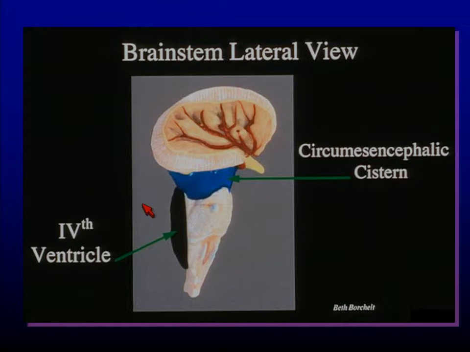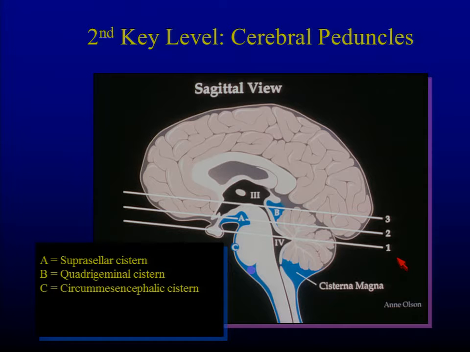If you're trying to conceptualize where we've come through the brain right now, so we hit the pons, this is the cistern, this is the fourth ventricle. So that key level, you're going to catch that somewhere in that cut. The next key level is a little bit higher, so we're going to still see some cerebellum.